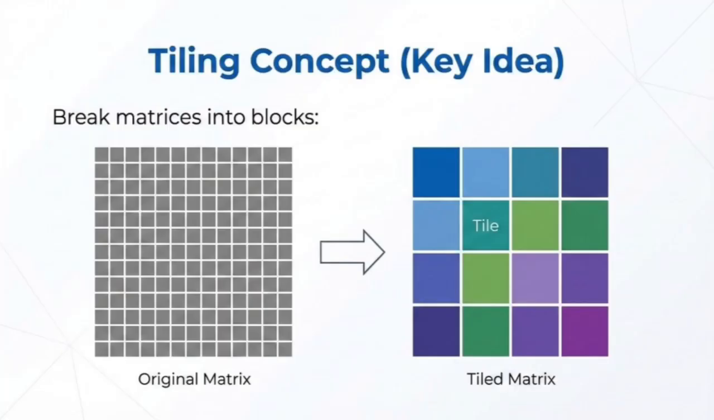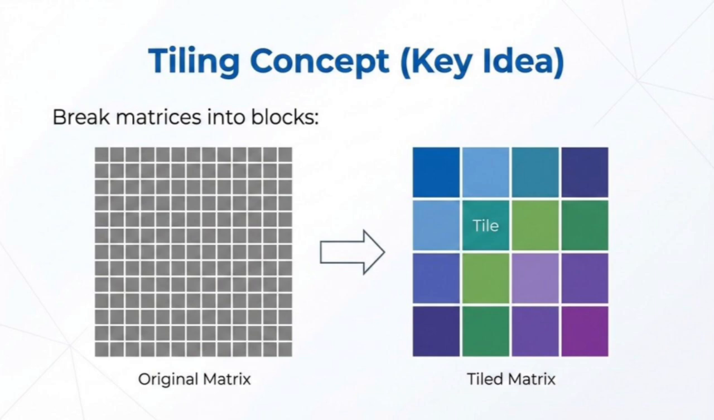Tiling fixes this. Instead of independently accessing global memory, in tiling, threads cooperate to load a small amount of data into shared memory, which is much faster since it's on the chip. It can be reused many times. So load once, reuse many times.